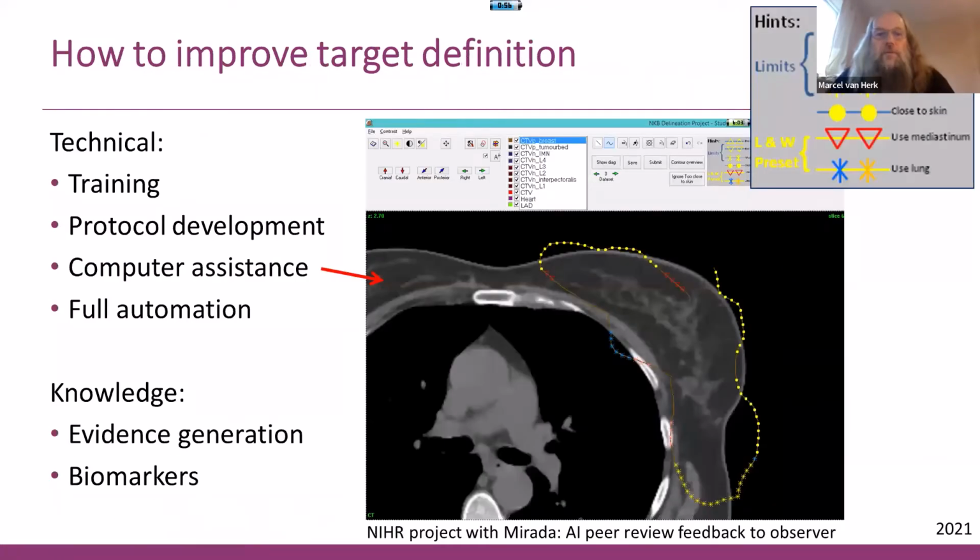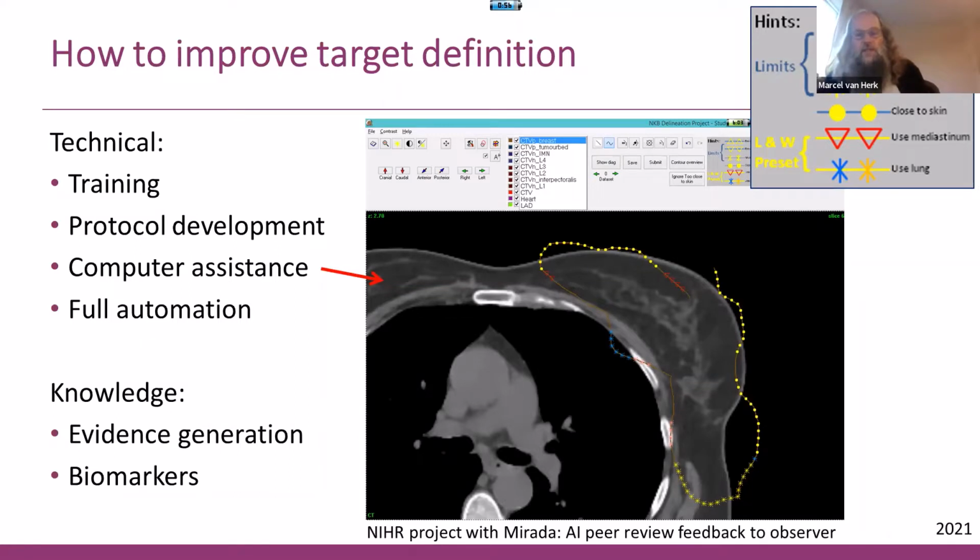So how can we improve target definition? Well, technically we could do it by training. I've been teaching for a very long time. We can develop better protocols, taking the clinical and physical properties of the imaging into account. We can develop computer assistance, and I'll explain that in a second. We can work on full automation, and we can generate knowledge about the contouring.